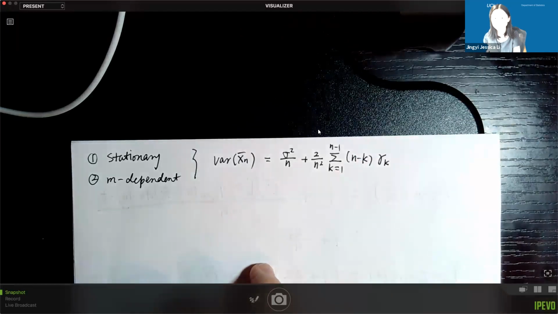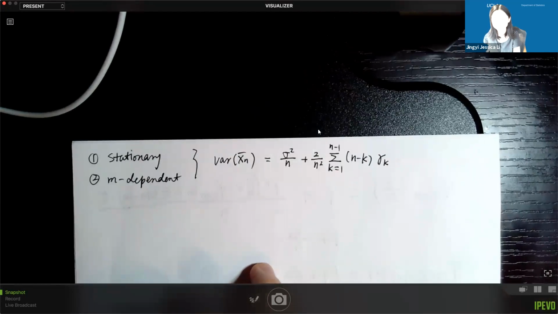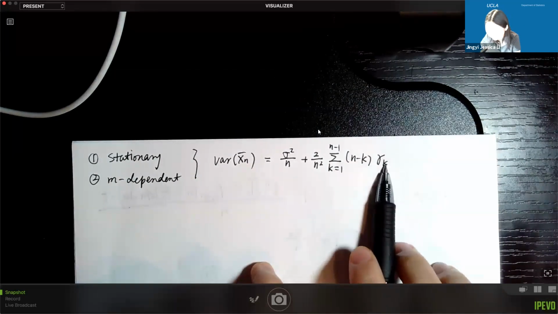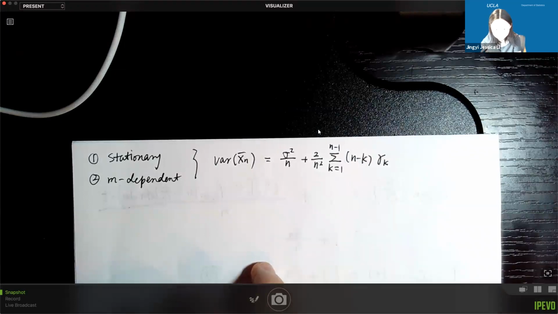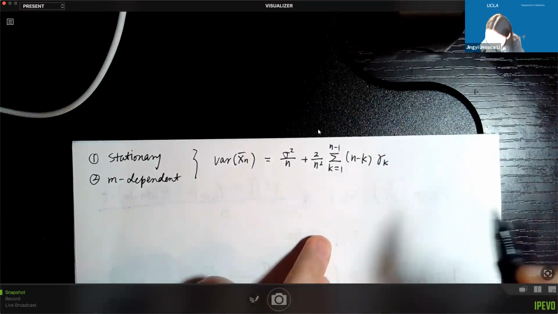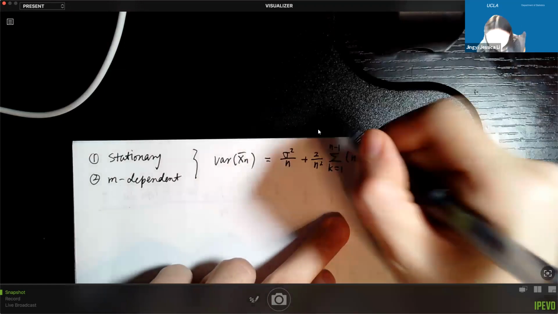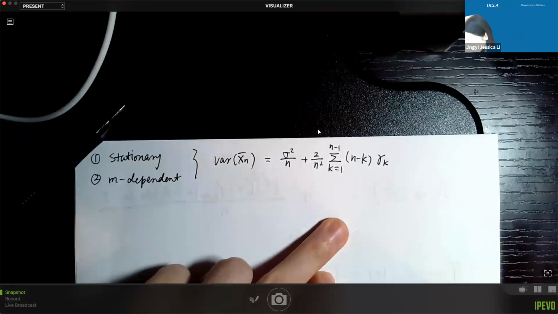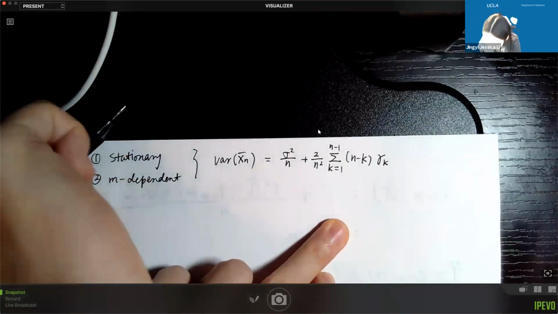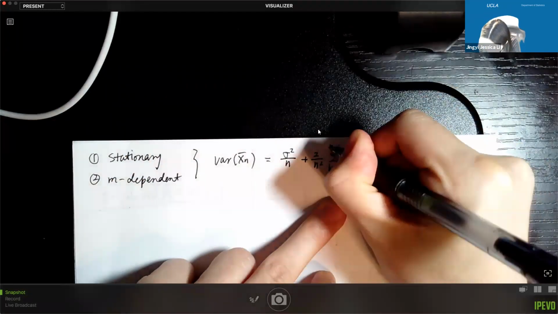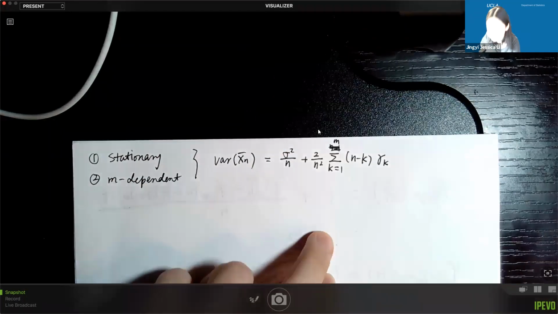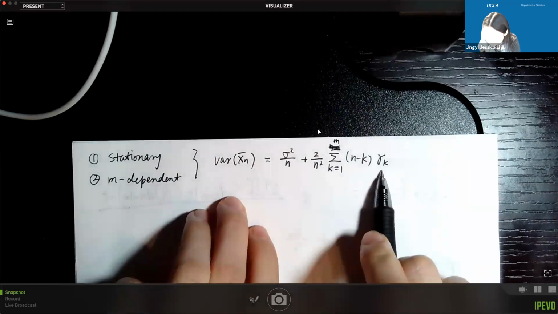So we only need the parameters sigma squared, gamma 1 to gamma n minus 1. That's the general formula, right? But here we can cap it at m. Because of the m-dependence, we can write it with m. So we just need sigma squared, gamma 1 to gamma m.